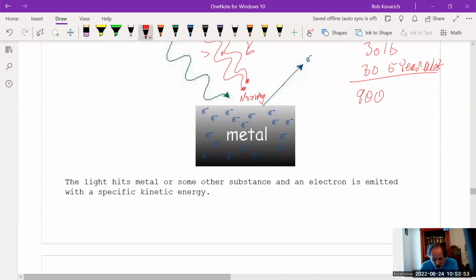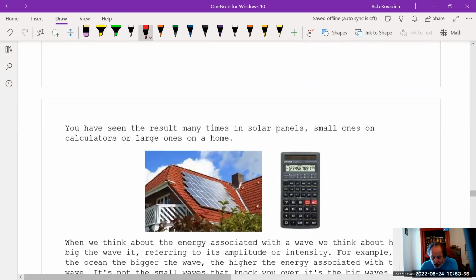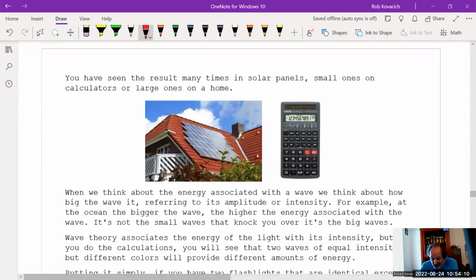So, solar panel, there we go. Solar calculator, same situation. This is powering this person's house. This is powering that calculator. So if you were to shine red light at that calculator, the calculator wouldn't turn on. But if you shine blue light at it, it would turn on.